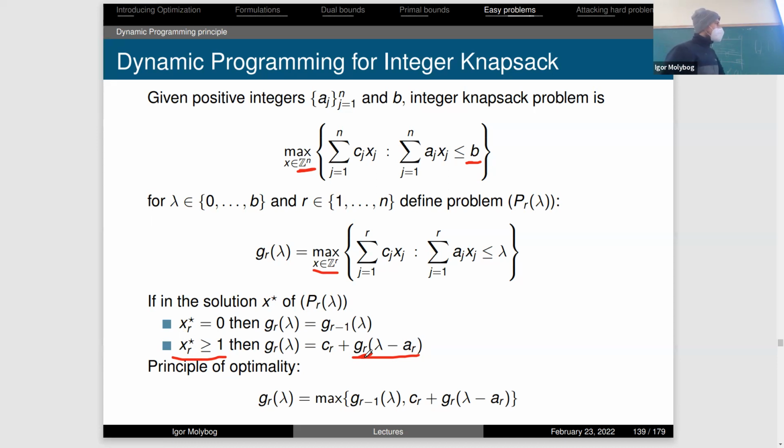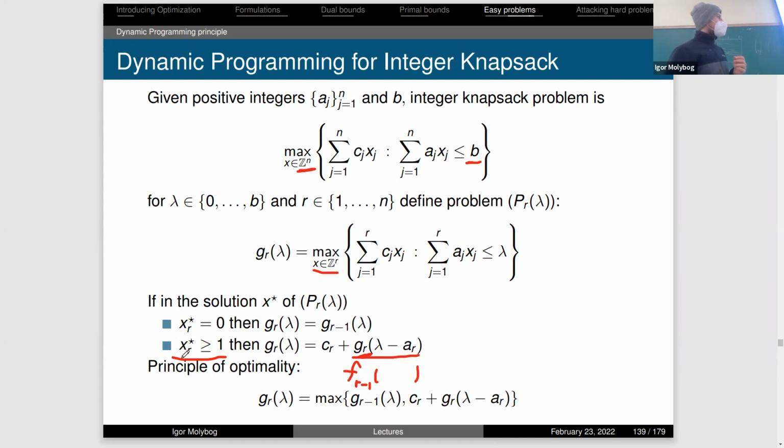You can compare it to the previous example. We had F of r minus one of the same thing, of lambda minus a_r. So the only thing that is really changing here is the fact that we are not in a hurry to get rid of variables.